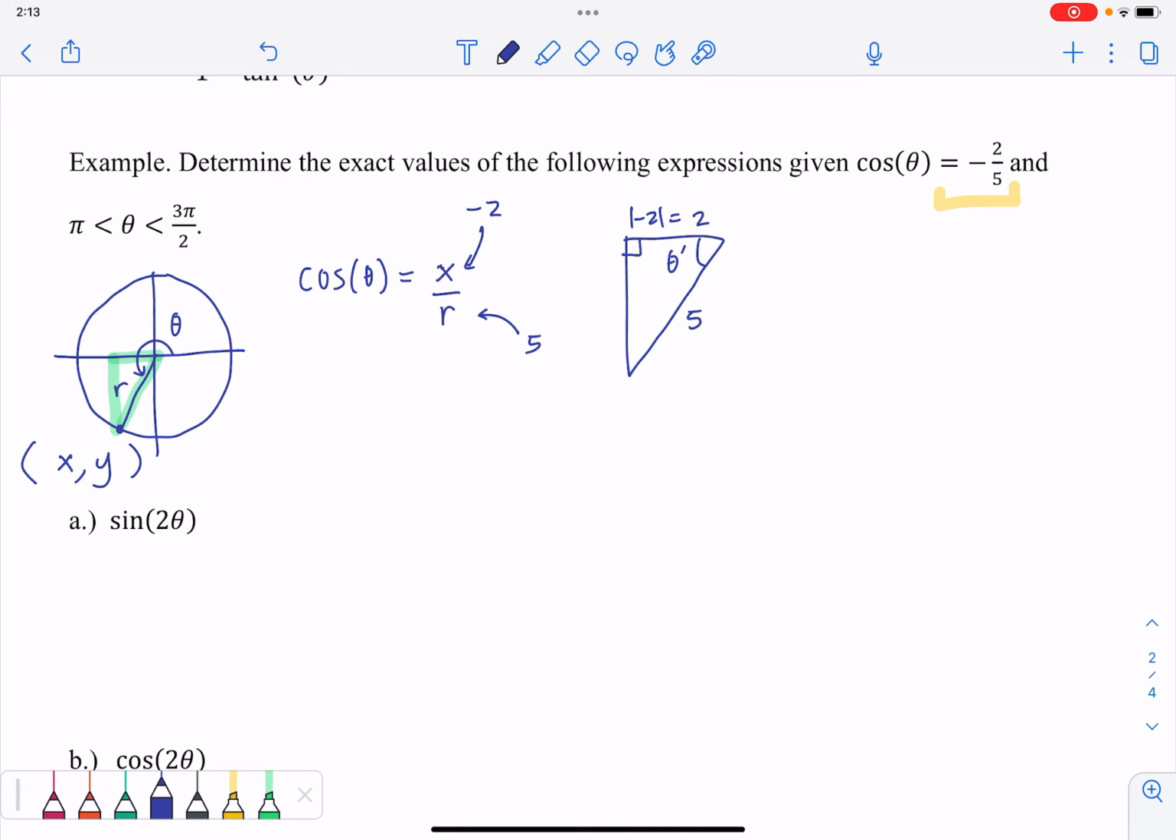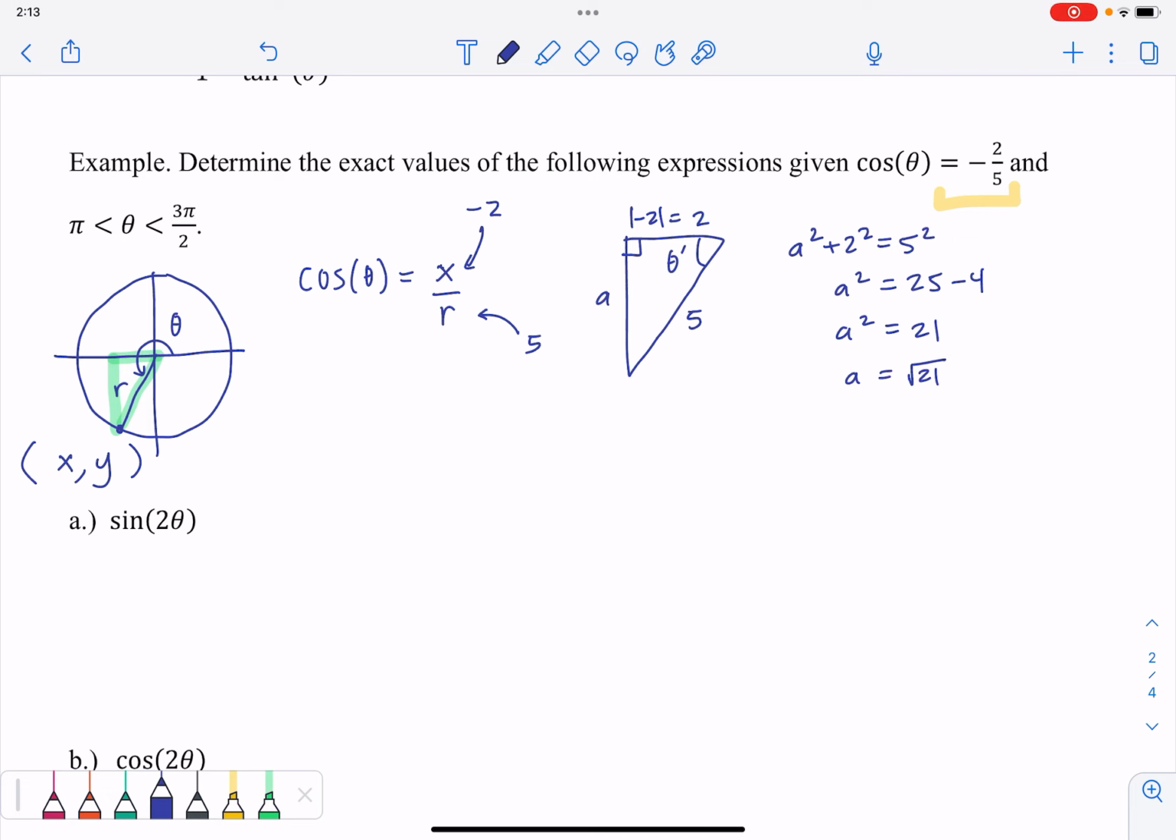Okay, and now I want to find that y value. Well, first I'm just going to find the length of this side. I can call it whatever I want, say like a. And then I'll turn it into the y value when I'm ready to put it in my diagram as an actual y coordinate. Okay, so what do I get? I get a squared plus 2 squared is 5 squared. A squared is 25 minus 4. A squared is 21. So a is the square root of 21.